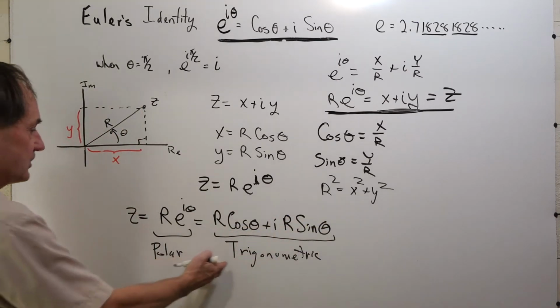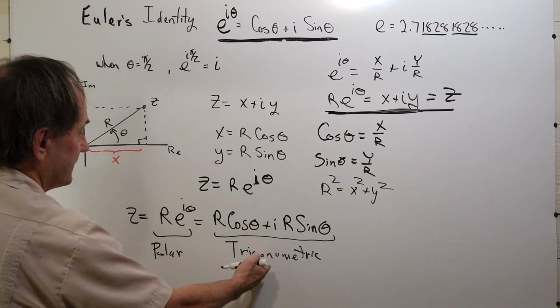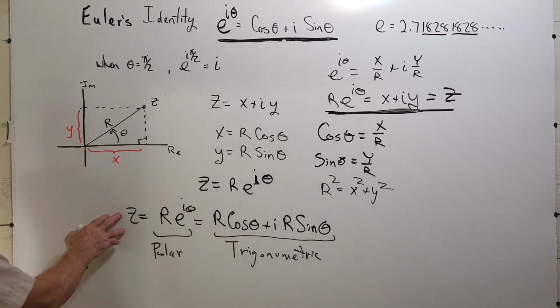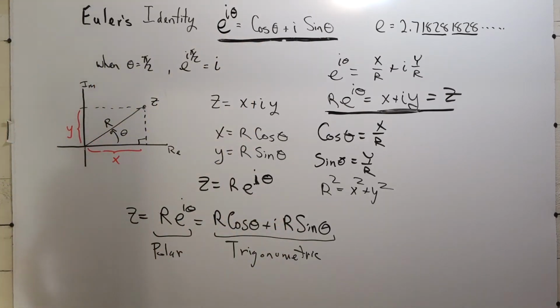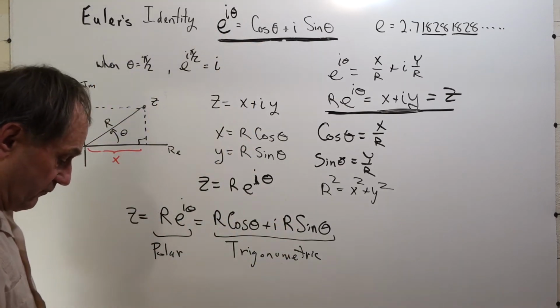So this is the connection between the polar and the trigonometric form for a complex number: we use Euler's identity to get this relationship. It's a very, very important relationship.